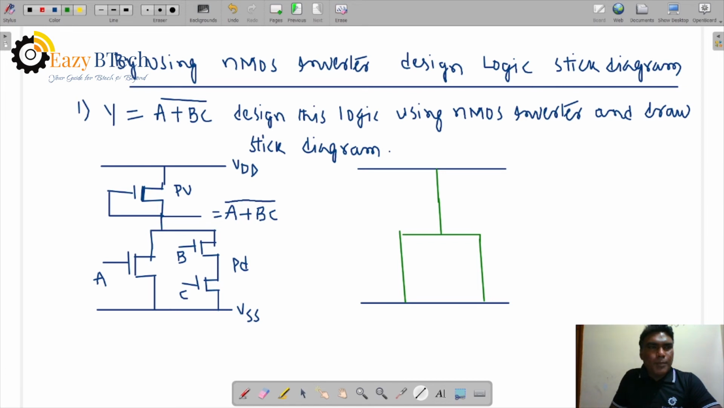And polysilicons, how many polysilicons are there? One polysilicon is the gate terminal, short circuited, for the depletion mode transistor. So this polysilicon is the depletion mode transistor. One polysilicon is A. The other two polysilicons, these two, are series, and A is parallel with this B into C. Now you got this one. Depletion mode transistor means yellow color representation.